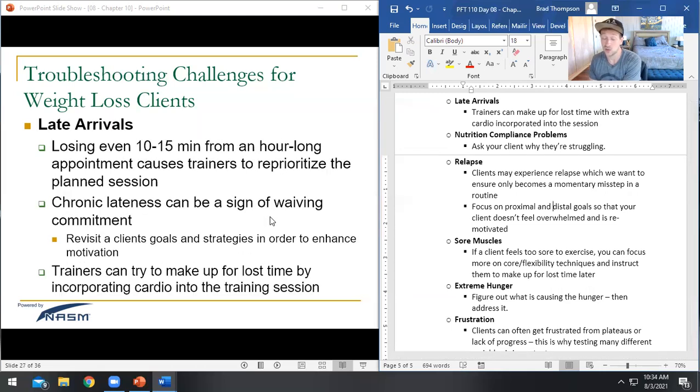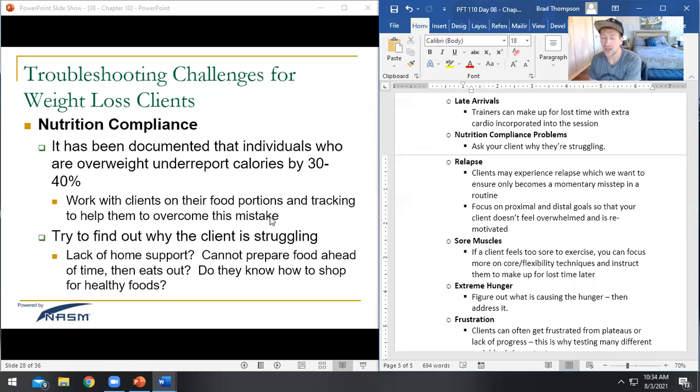By the way, if your client is chronically showing up late, it could be a sign that their commitment is wavering. So remind them of why they started this journey. Remind them of what their goals are. Remind them of what they need to do to reach those goals. That can sometimes be a warning sign that your client is frustrated. So if they're always on time and then they start chronically showing up late, keep an eye out for that.